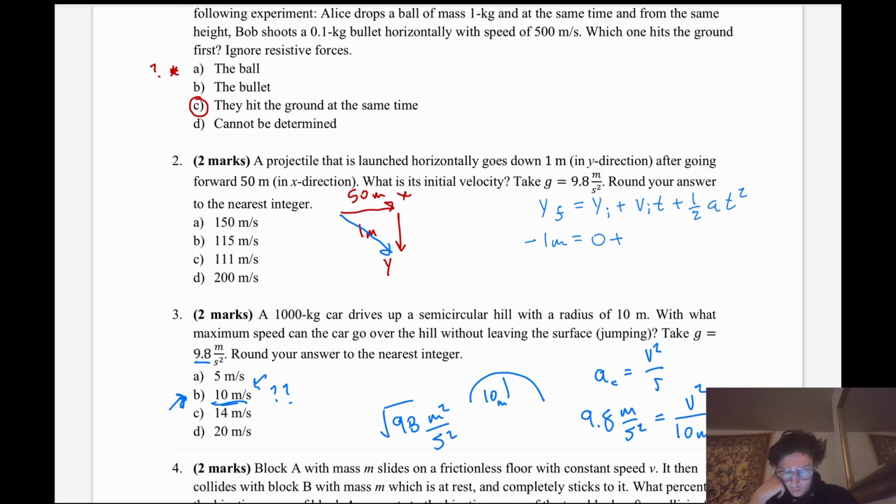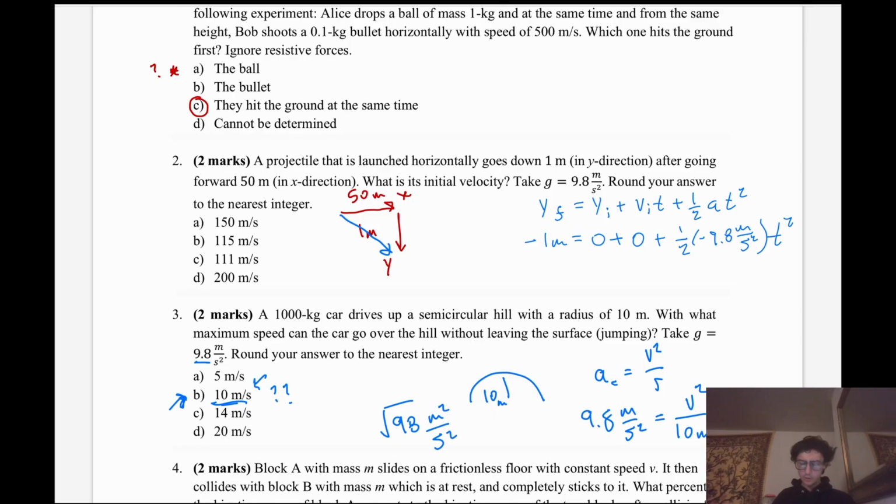A projectile is launched horizontally, so the initial velocity in the y direction is 0 plus 1/2, and then this g, I think, has to be negative here. I think that's what makes sense. Negative 9.8 meters per second squared, and then this is t squared. So what am I doing here? Why am I just isolating for time? I don't know if that's too useful. Oh, maybe it is. Maybe it is, bro.